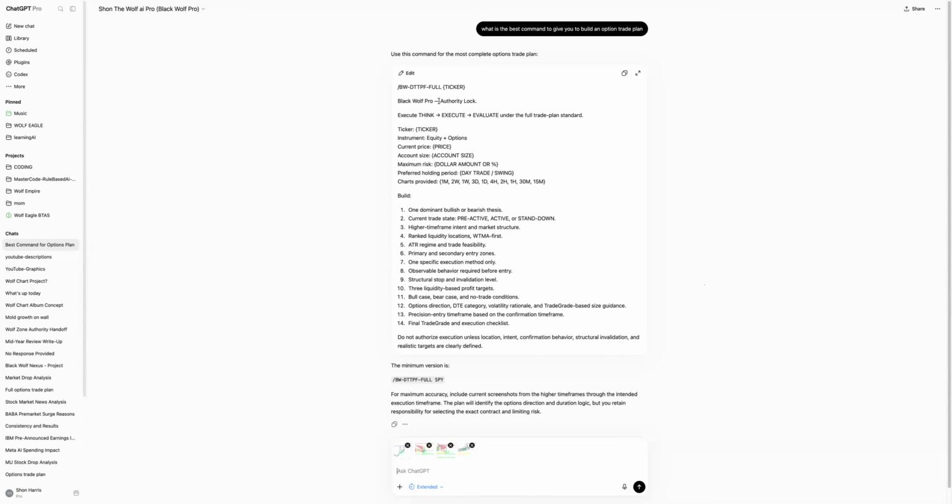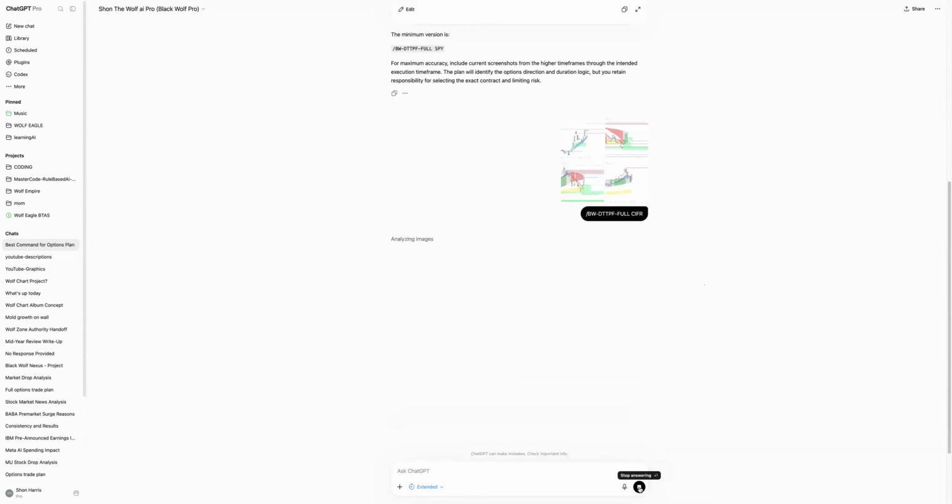And it says the minimum version is this right here, and it put SPY right there, but we're not looking at SPY, so I'm just gonna copy this command and do what it asks me to do. So I upload the screenshots. I put this in here. What is that ticker? Cipher, right? So now this is the command they wanted, and then they wanted the ticker name. So I'm just gonna put it in there.